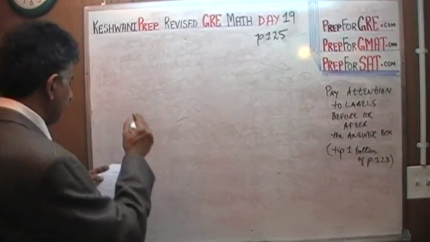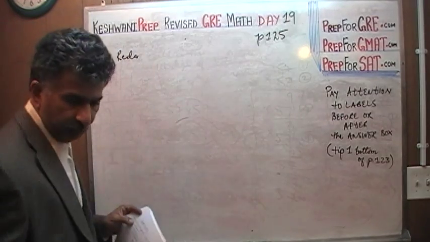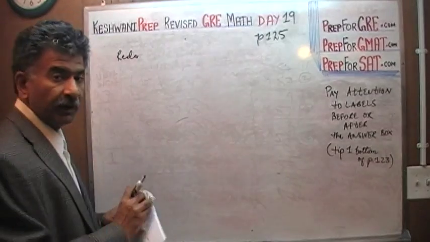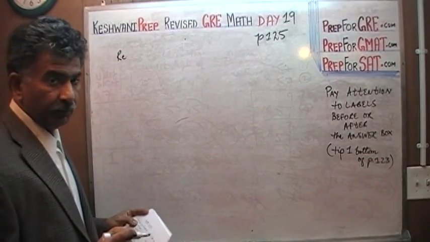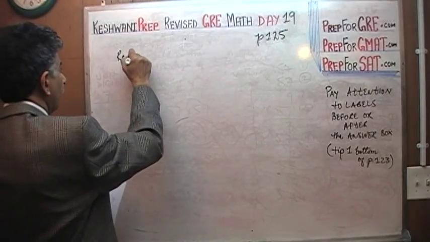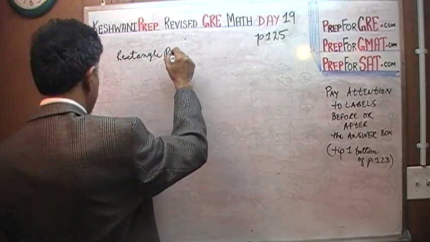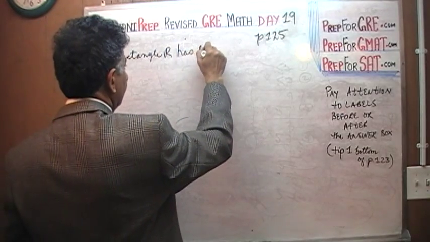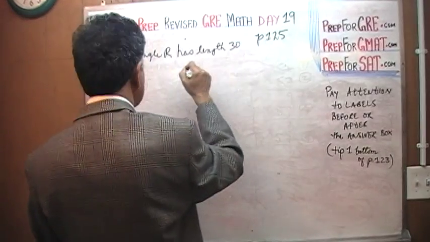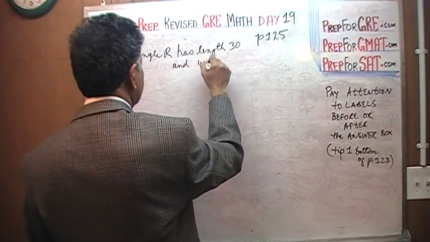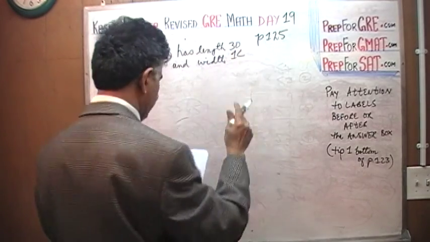We are told that the rectangle, it's important that you have the book in front of you and you read the problem with me. Don't depend on my reading the problem to you, because I'm not going to. You're told the rectangle R has a length of 30 and a width of 10.